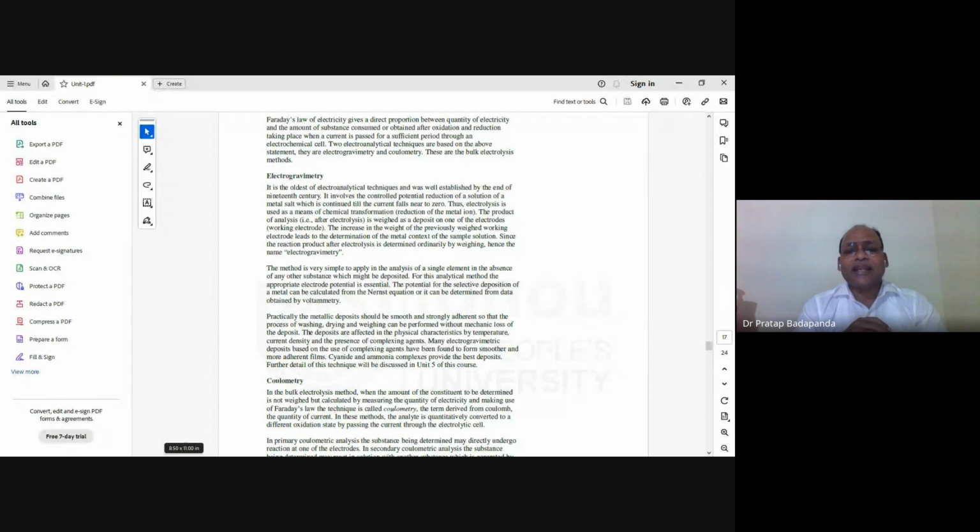Okay, practically the metallic deposit should be smooth and strongly adherent. When the extraction of elements arises, when we are doing the extraction of some elements like sulfide ores, nitrate ores, sulfate, carbonate, if some ores are there and you are extracting some things, you have to use this method. This is very practical.